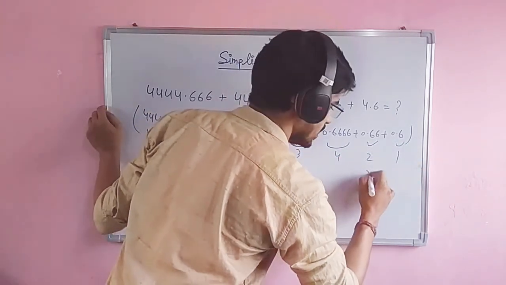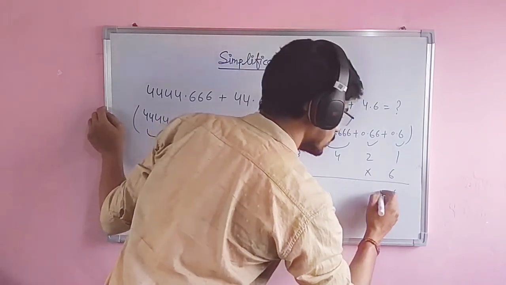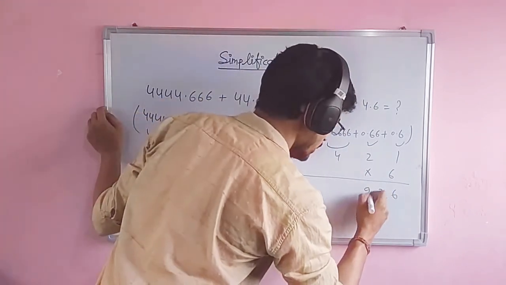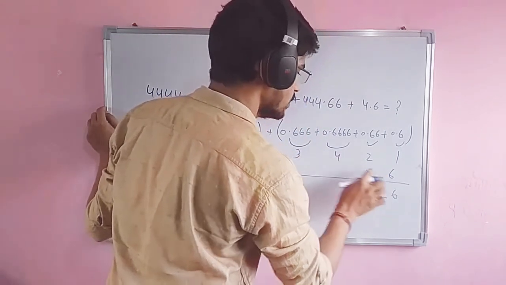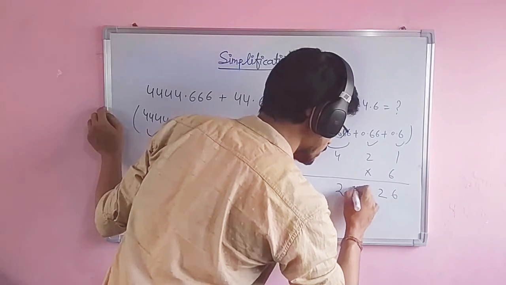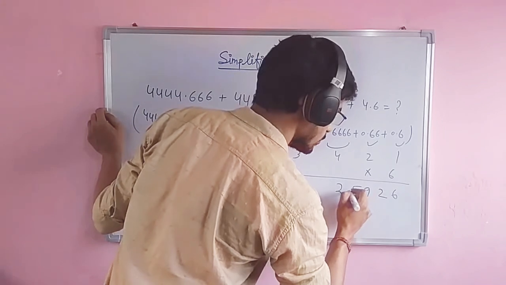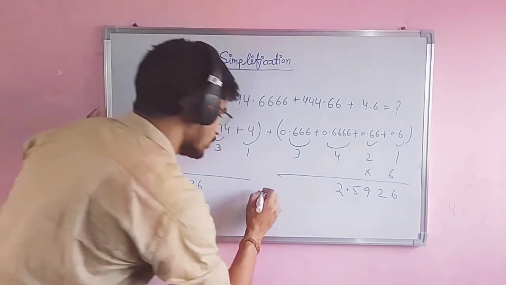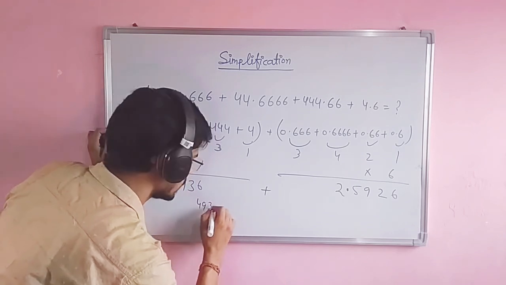Here multiply by the 6 from least to highest. 6 2s are 12, carry 1. 6 3s are 18, 18 plus 1 is 19. 6 4s are 24, plus 1, that is 25. Here we place the decimal point from the right, from the 4th position from the right. Now add this value into 4936.